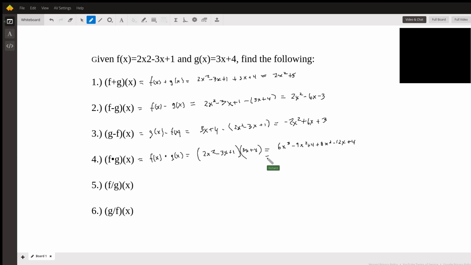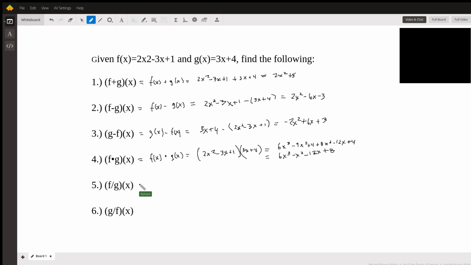So now we'll just combine like terms. You're going to get 6x cubed. The x squared term is just going to be negative x squared minus 12x plus 8.